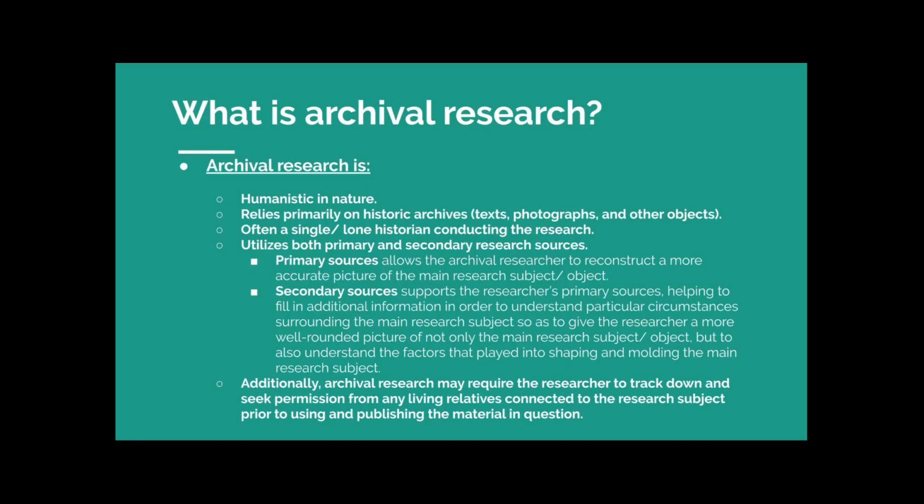A lot of the time, archives include primary sources, which allows the researcher to reconstruct a more accurate picture of the main research subject and object, but also include secondary sources, which support the primary sources and help fill in additional information where there might be gaps, so the researcher might better understand surrounding elements of the specific object to give a more well-rounded picture, so you can understand specific things about a person.